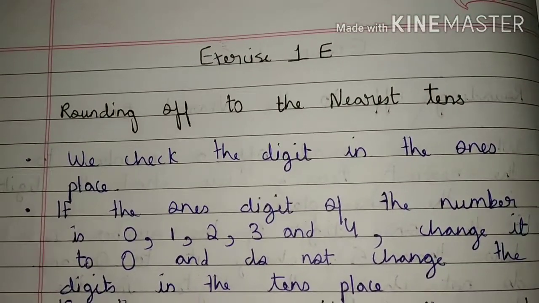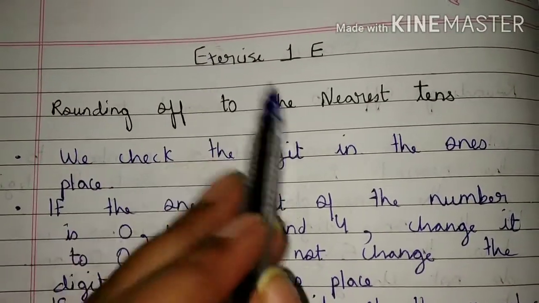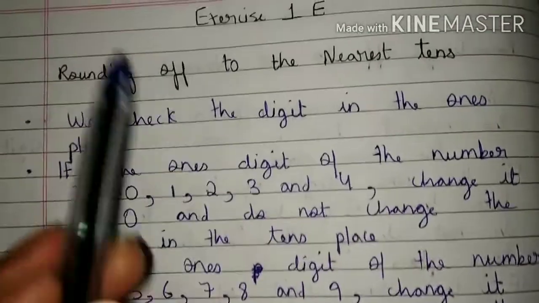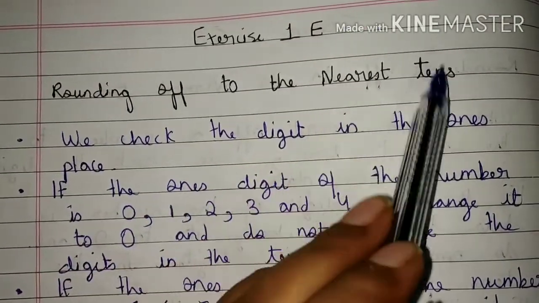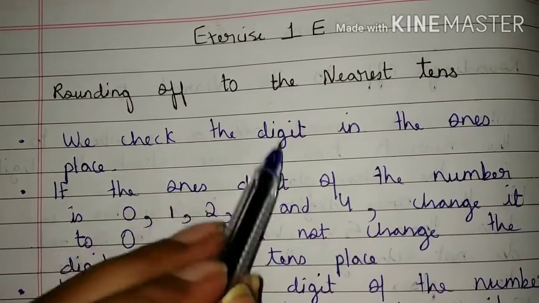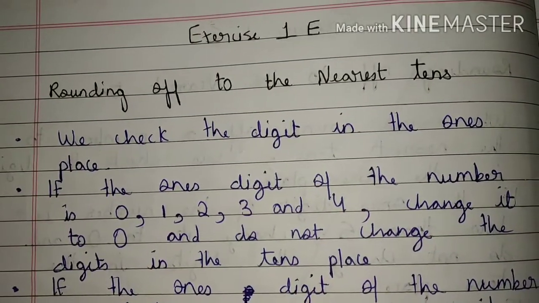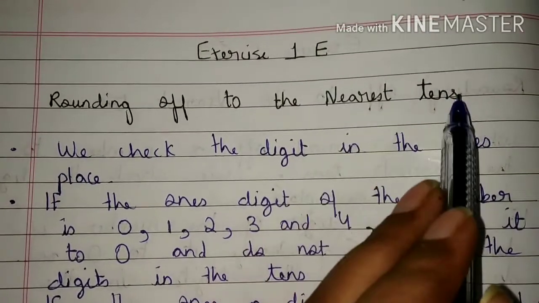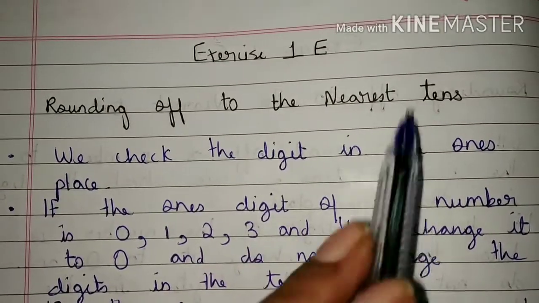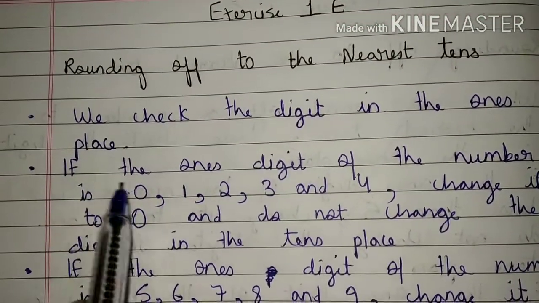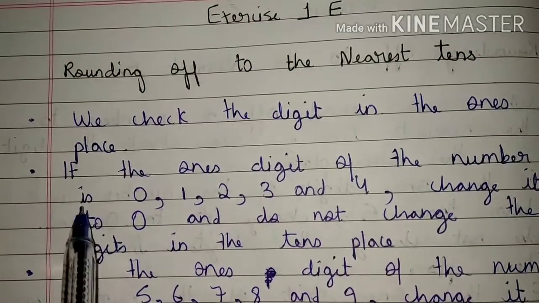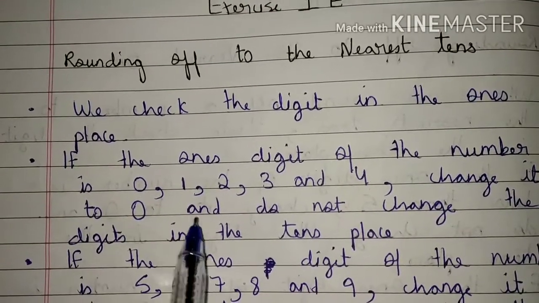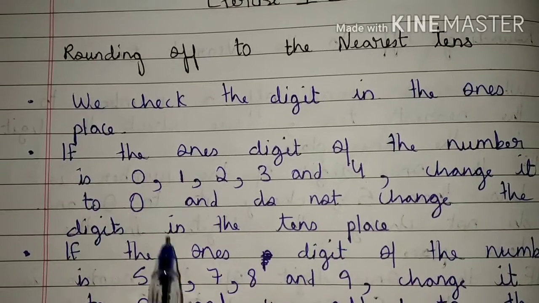Students, today we will study rounding off to the nearest tens. These are the basic rules for rounding a number to the nearest tens. We check the digit in the ones place. When you have to round off a number to the nearest tens, you will check the digit in the ones place. If the ones digit of the number is 0, 1, 2, 3 and 4, change it to 0 and do not change the digit in the tens place.